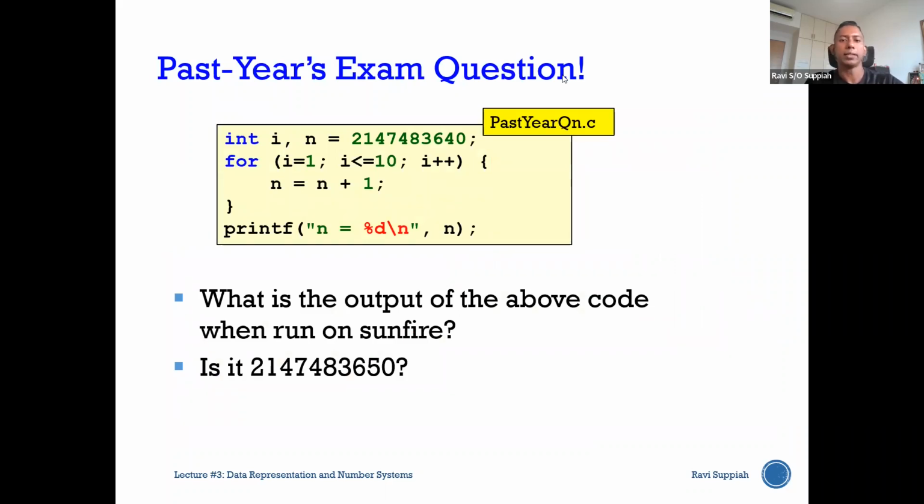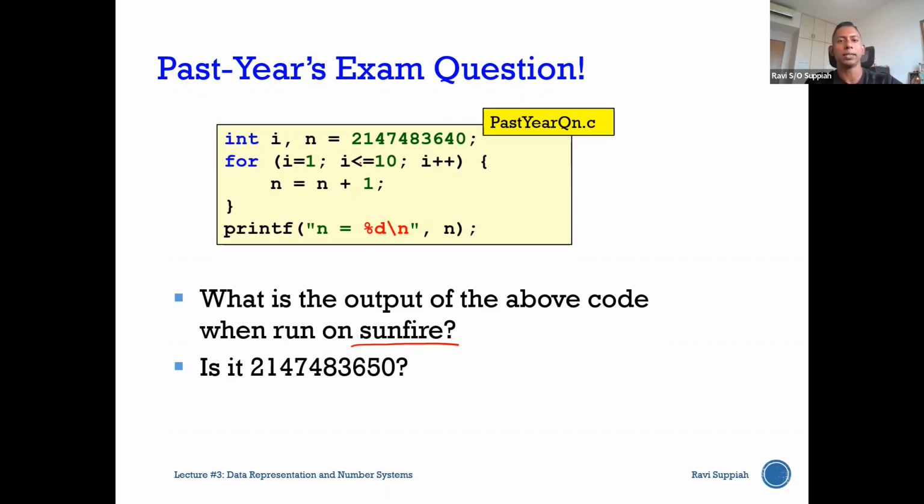Again, this doesn't actually apply to you because we don't use Sunfire and we're not going fully into C programming in this module. But this was from the full-time module, the CS2100. For that, they use Sunfire to run their C code. So when you run this on Sunfire, what is the expected output?